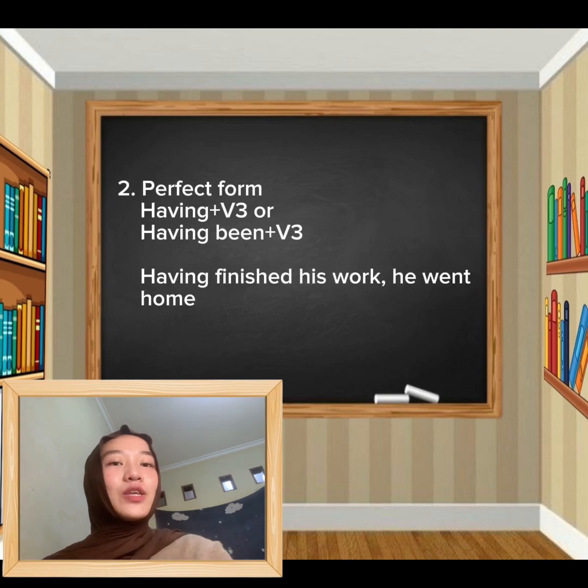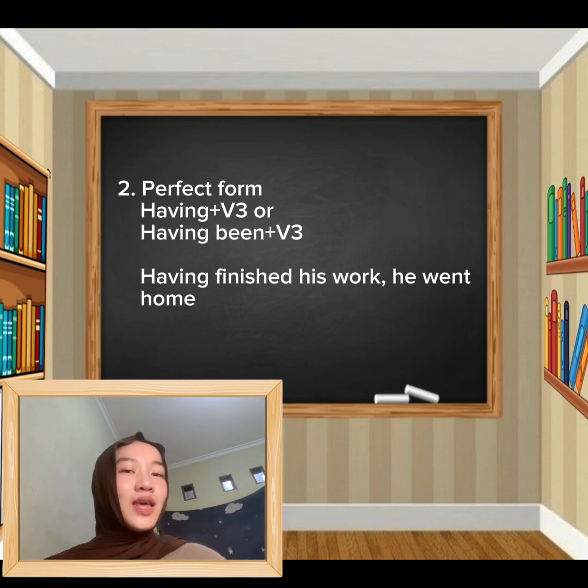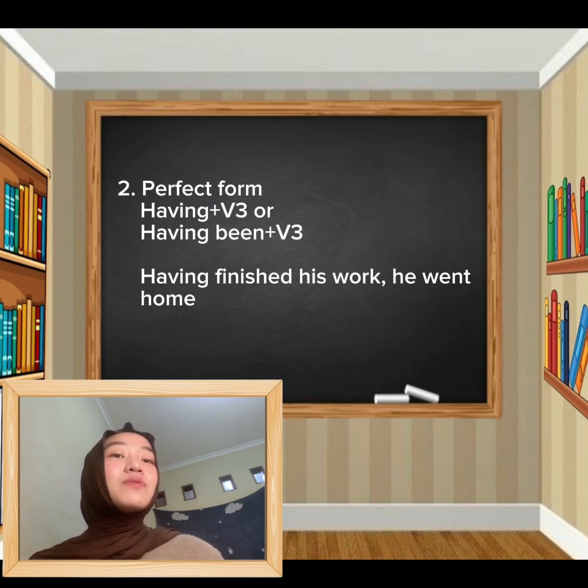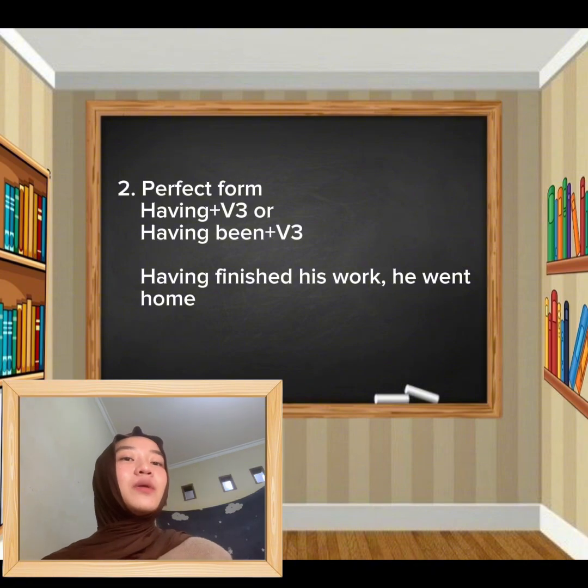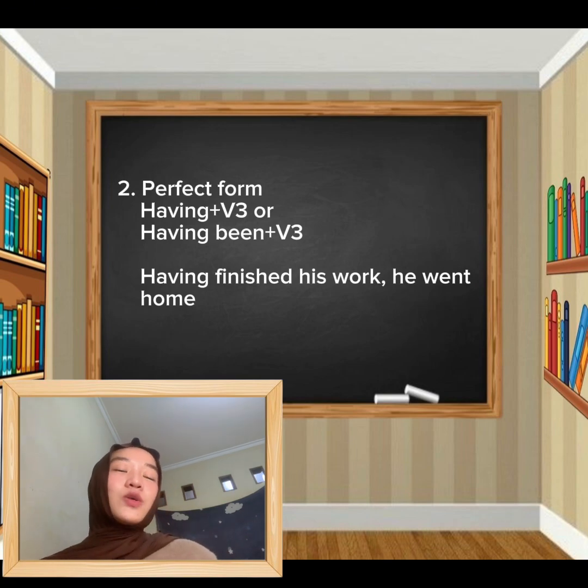Okay? And then the second one, we have the perfect form. It is having plus past participle, or having been plus past participle, or verb 3 as we know. The perfect form shows that one action was completed before another. So, the absolute construction is completed before the main clause happened. Here's the example. Having finished his work, he went home. So, this guy went home after he finished his work. So, he finished his work first before he went home.